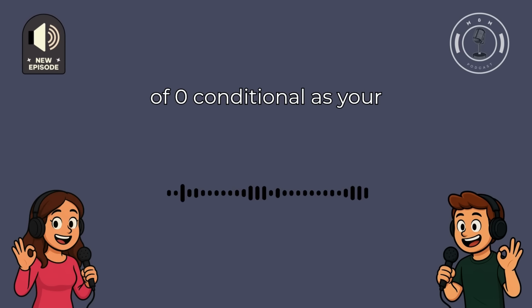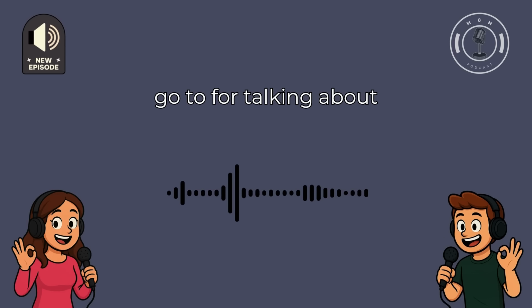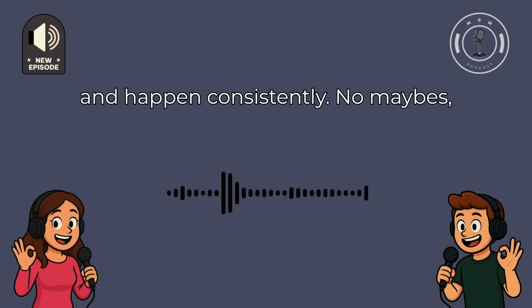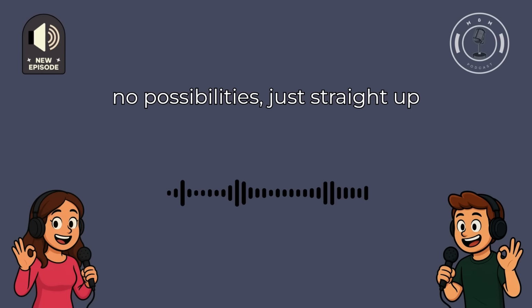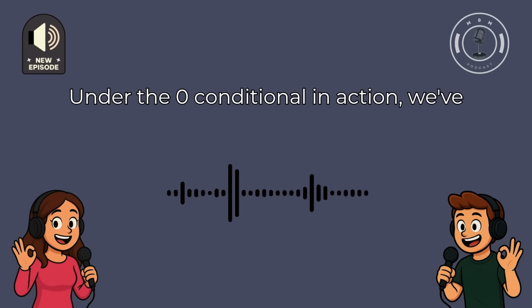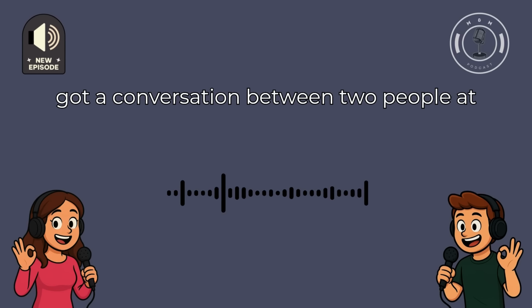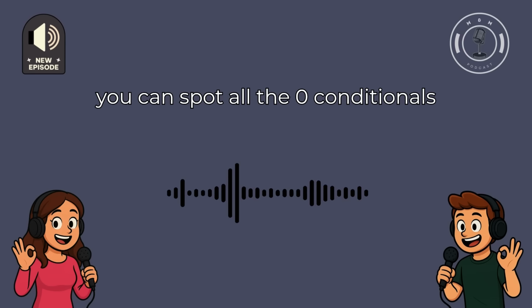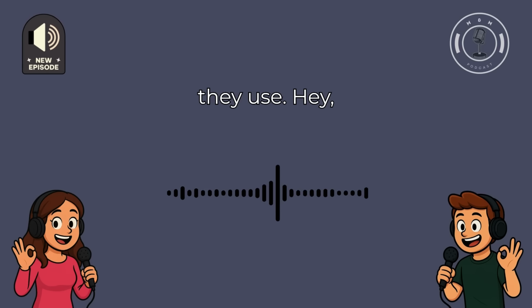Right. So think of zero conditional as your go-to for talking about things that are certain, reliable, and happen consistently. No maybes, no possibilities, just straight up reality. All right, now let's hear the zero conditional in action. We've got a conversation between two people at the gym. Listen carefully and see if you can spot all the zero conditionals they use.